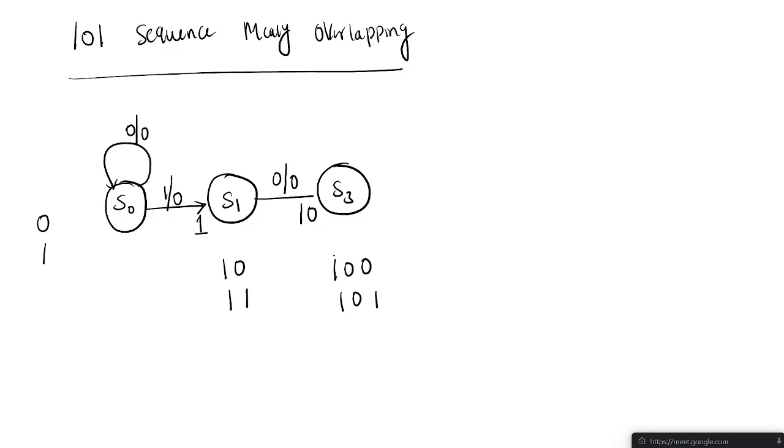For 100, you need to see any 2 bits anywhere. Is 00 there? Not there. Then I need to see 1 bit. Is 0 there? It is at the last, so this will go to the last state. So this is 0 and the output is 0. Okay, and next 101, this is overlapping.